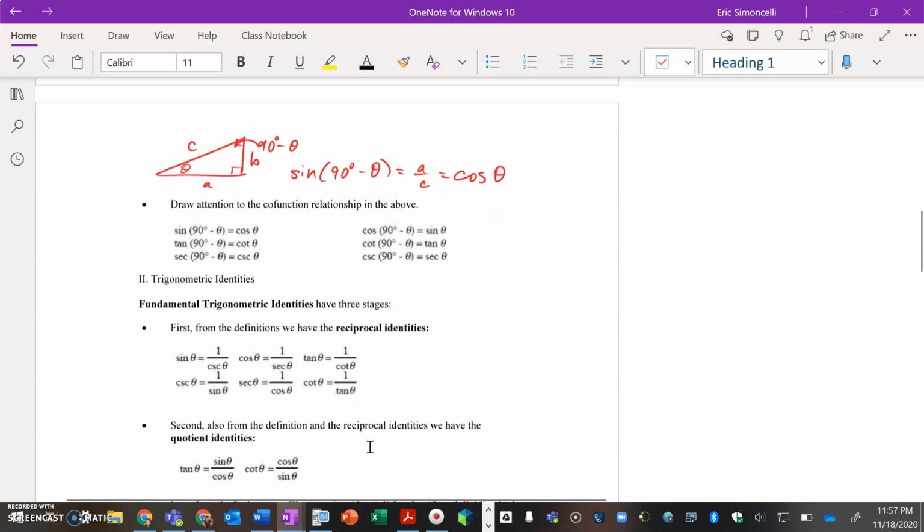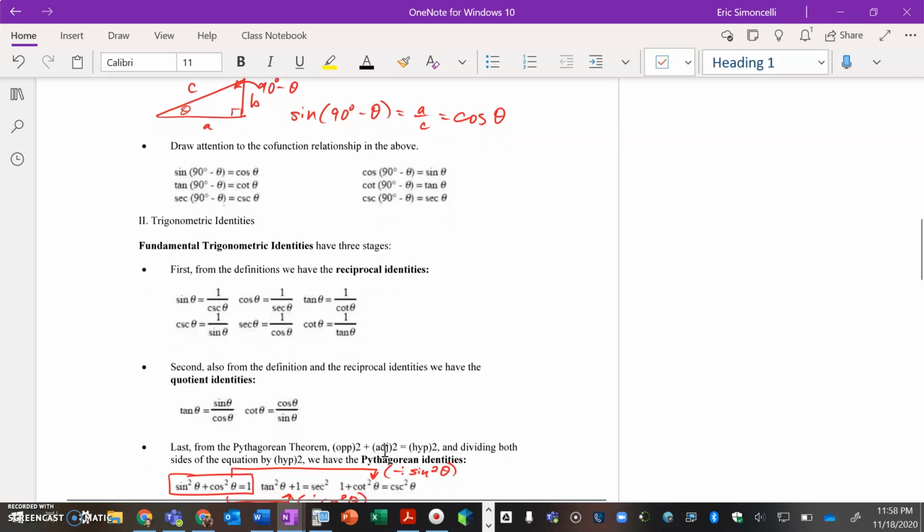Second, also from the definition and the reciprocal identities, we have the quotient identities. So the tangent of theta is sine of theta over cosine of theta. And the reciprocal of tangent, because it's cotangent, well, you just take the reciprocal of sine over cosine, which should simply be cosine over sine.